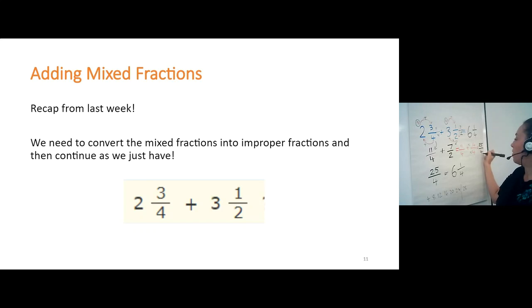And we put it back over the denominator, which is 4. So we then have 25 over 4. We then can convert that back into a mixed number by figuring out how many 4s go into 25. So how many of the numerator goes into the denominator.